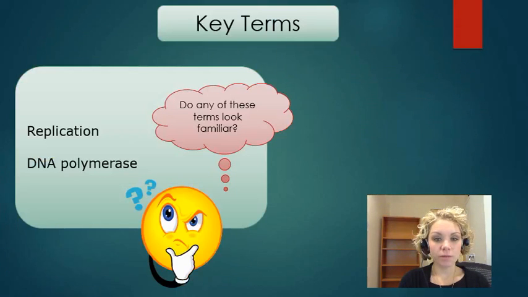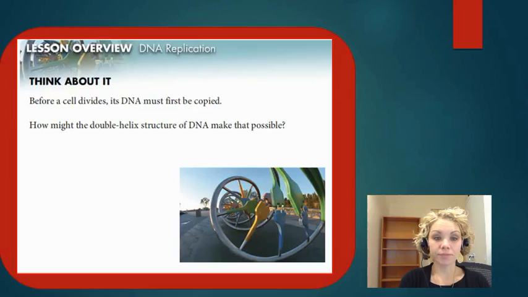Here are our key terms. Get your notebooks out, be prepared to take some notes, and jot down any questions you have. So think about it. Before a cell divides, its DNA must first be copied. How might the double helix structure of DNA make that possible?